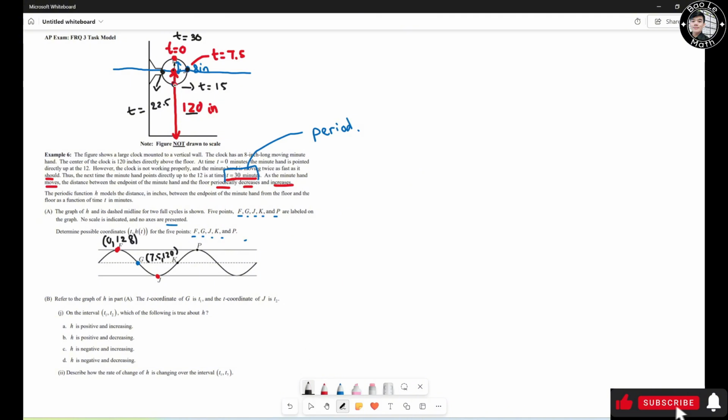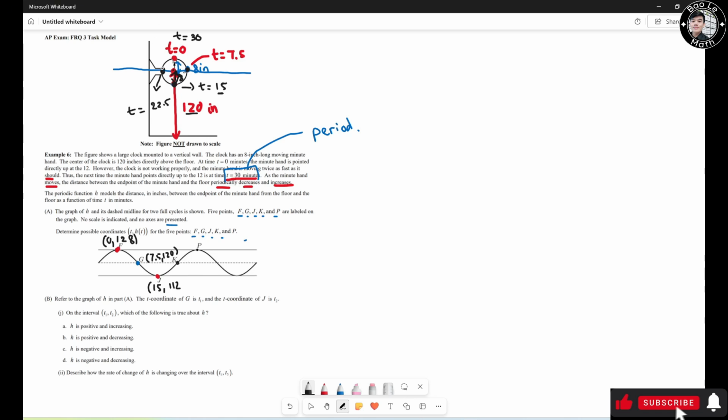Alright. Now, point J right here is the lowest point. So point J is going to be t equals 15, and then the distance is going to be 120 subtract 8, because the distance from here to here is going to be 8. So 120 subtract 8 should be 112, right? So this guy should be (15, 112).